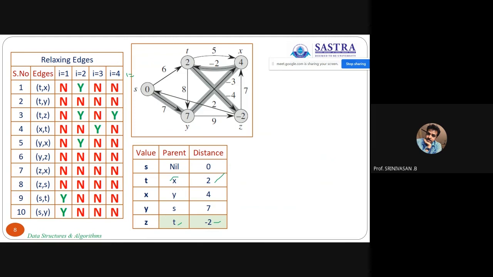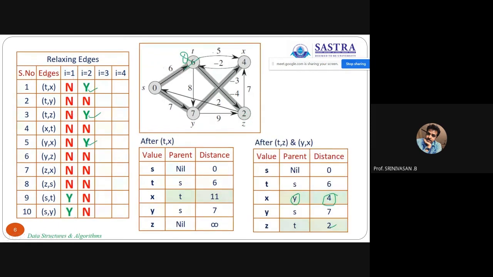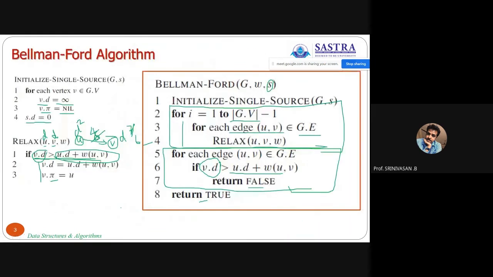So this is the Bellman Ford algorithm. The code I have already shared. This is the algorithm, and the same thing we have implemented in the code. Just go through the concept implementation.